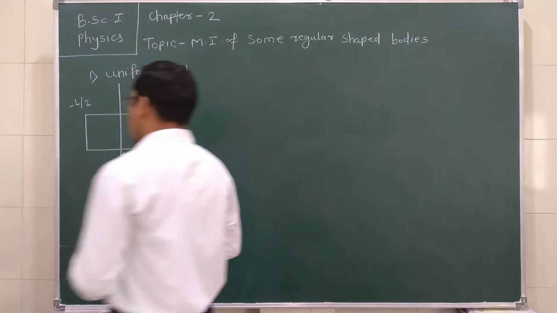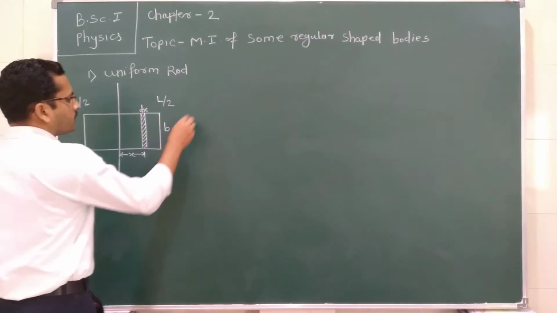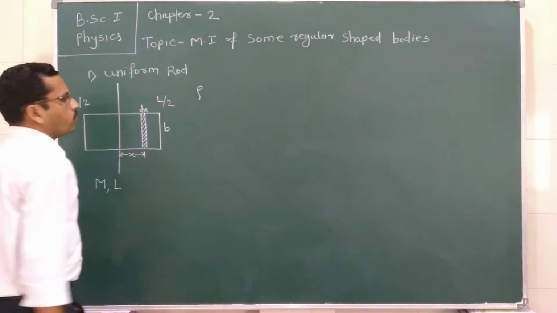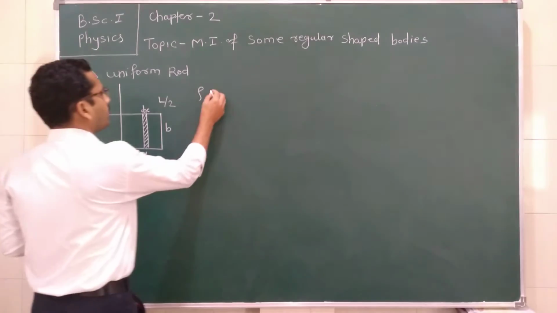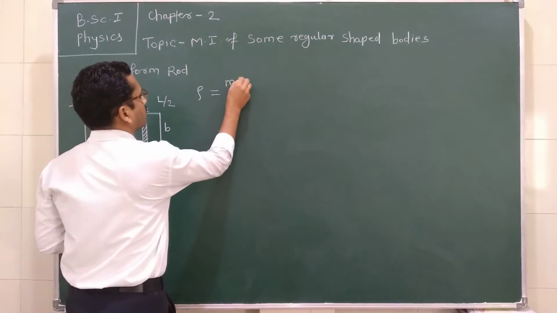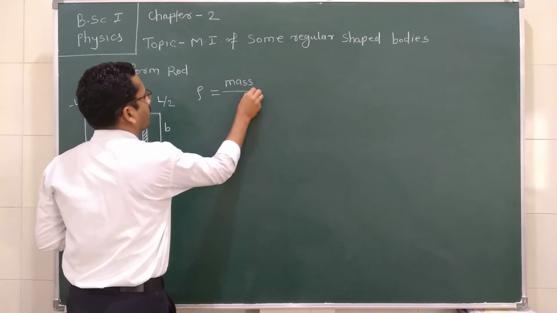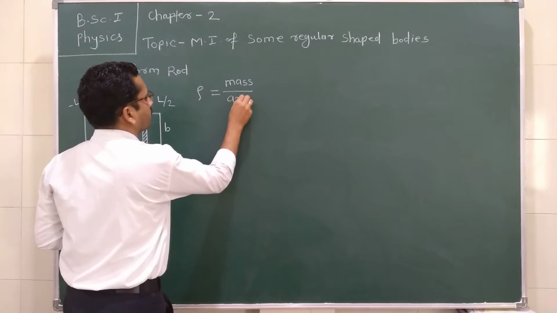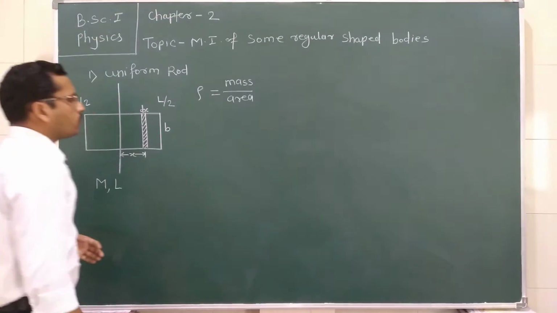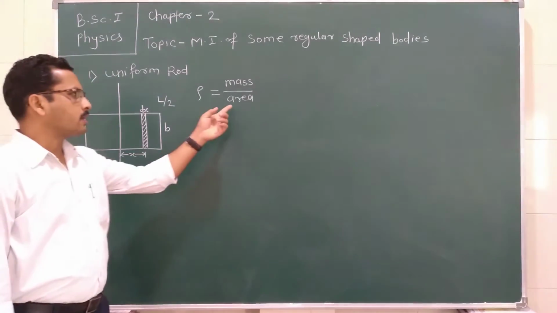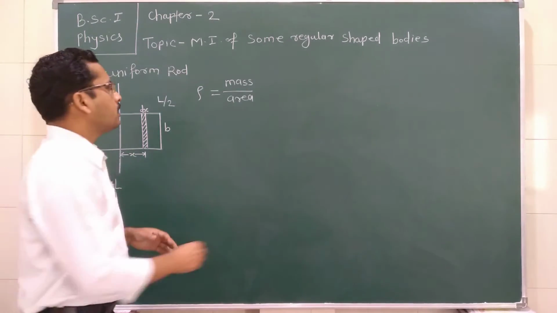Suppose we define here a quantity which is known as rho. And what is rho? It is nothing but the mass divided by area. Rho is nothing but the ratio of mass per unit area.